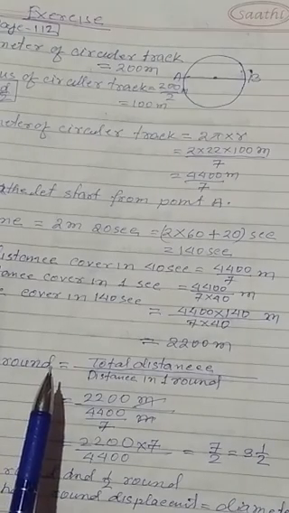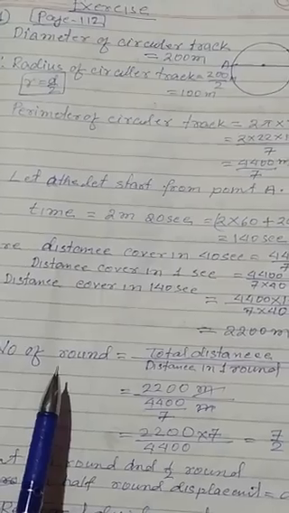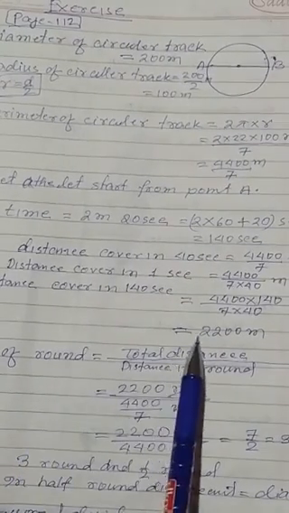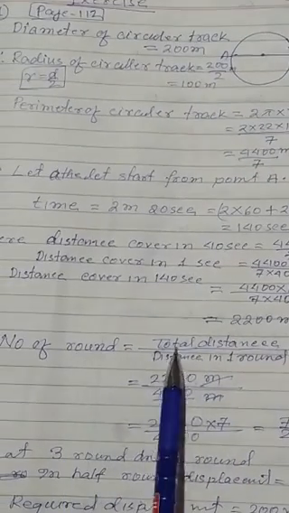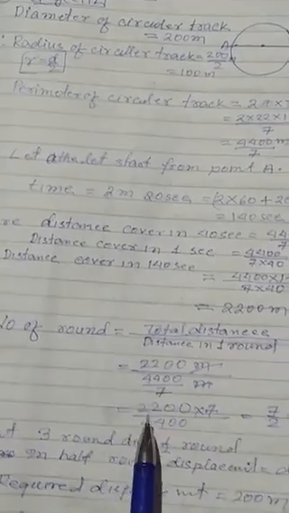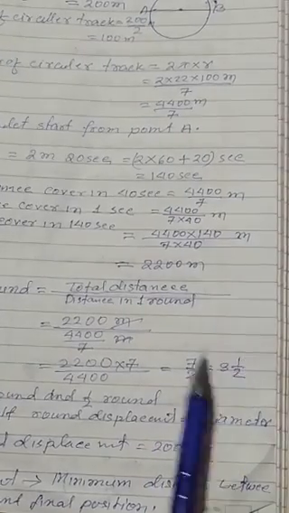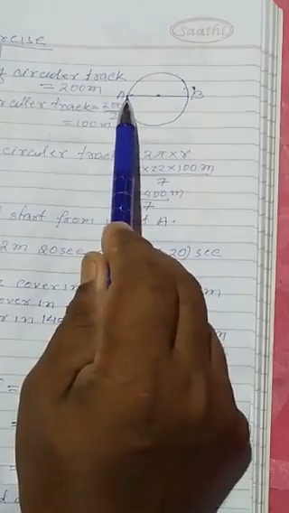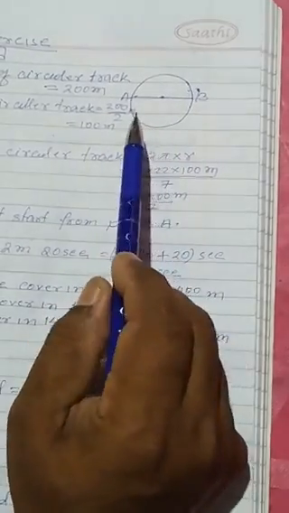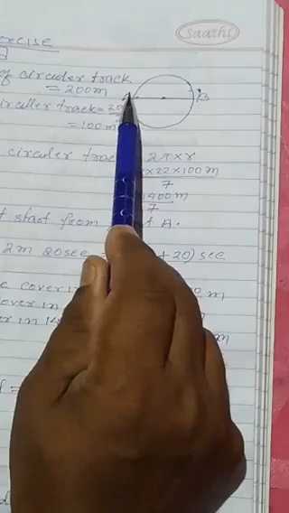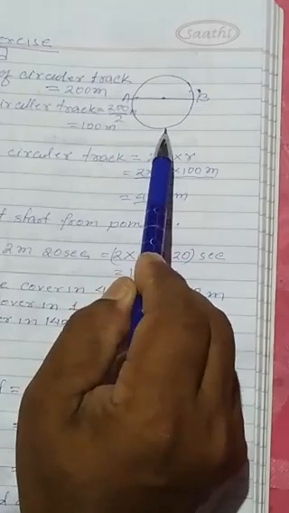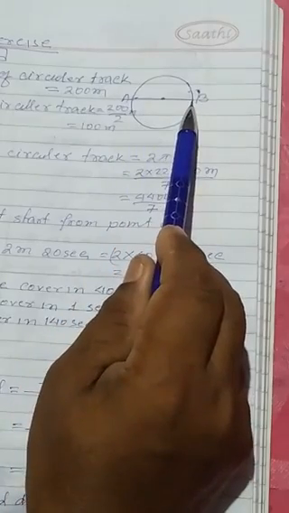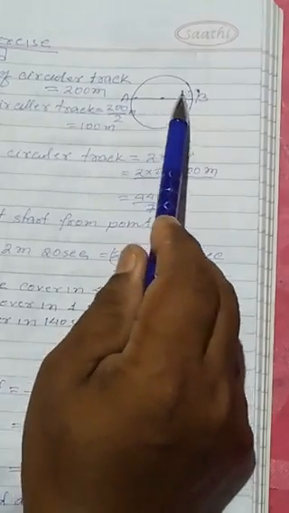2 minutes 20 seconds equals 140 seconds. So the distance covered in 140 seconds equals this. The number of rounds equals total distance divided by distance in one round. So it is three and a half rounds. Half means the diameter. If we go around this track, starting from A and coming back to A, then the displacement is 0. If at this point, then the displacement is this. Half means this is the complete 3 rounds and a half.